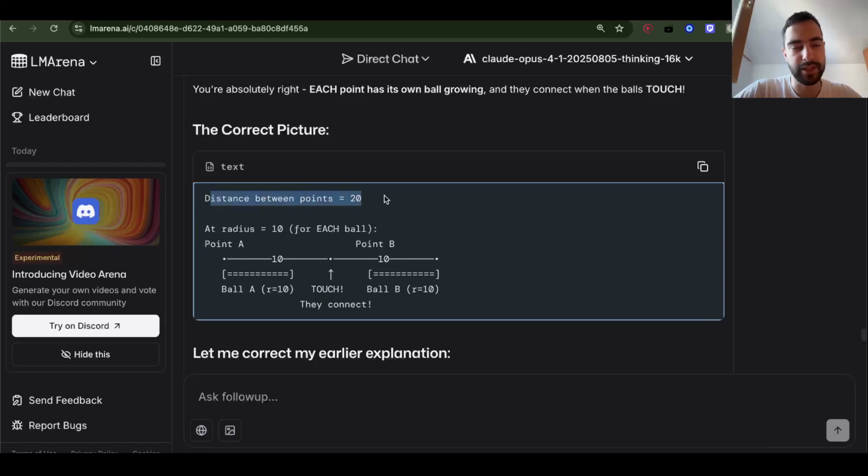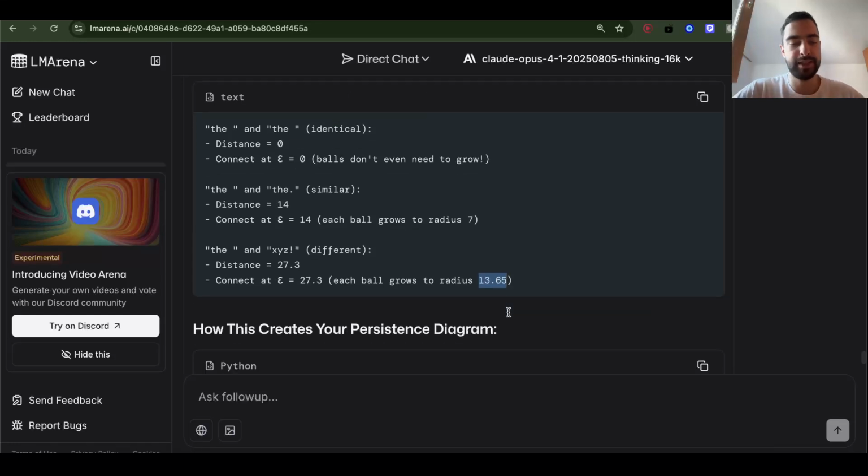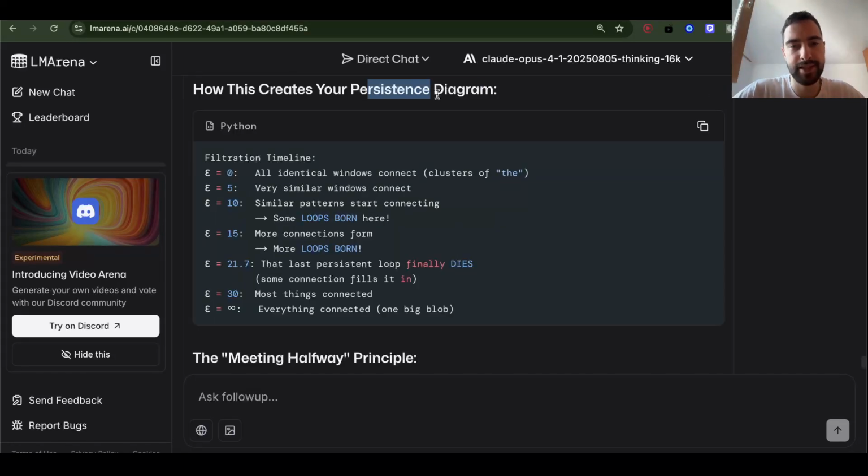So distance between points, let's say 20. At radius 10 for each ball, we have the following. Radius 10, it's gonna touch because both of the balls have radius 10, so they connected. So if the distance between the space and the dot is 14, then each ball needs to grow to radius 7. Then distance 27.3, and we need to grow the ball to 13.65. And this creates your persistence diagram.